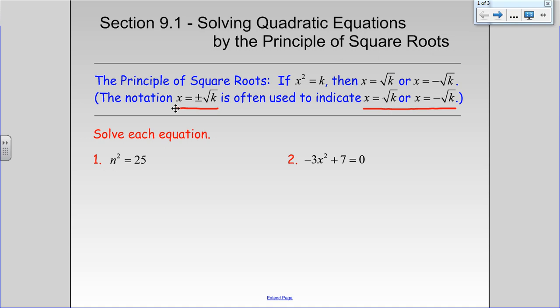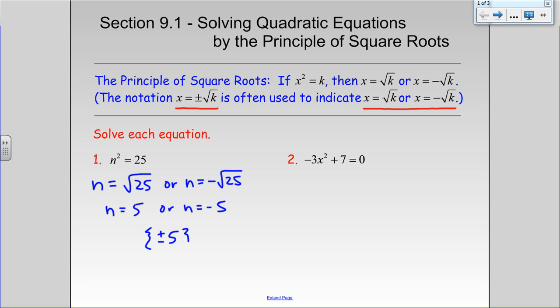Our first example is n squared equals 25. Note that we could solve this equation by subtracting 25 from both sides, then factoring the binomial n squared minus 25 and using the principle of zero products. However, we can use the principle of square roots to state that if n squared equals 25, then either n equals the square root of 25 or n equals the opposite of the square root of 25. Since the square root of 25 is just 5, we have two equations, n equals 5 or n equals negative 5, and therefore our solution set contains the numbers positive and negative 5.